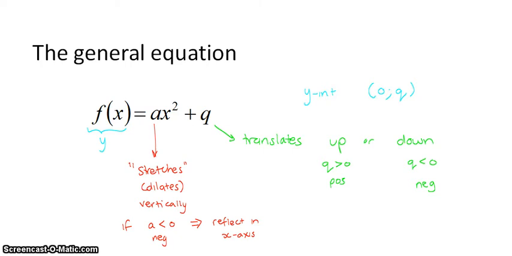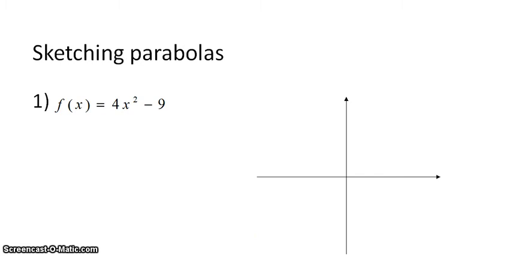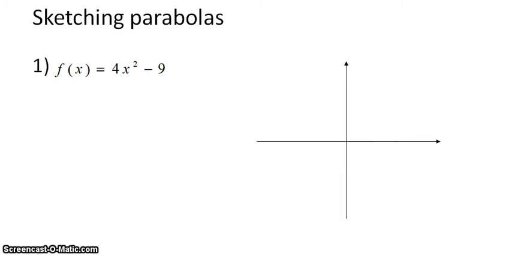So let's try and draw one. If they ask us to draw y equals, or f of x equals 4x squared minus 9, we need to get some information about it. Now I recommend that you first think about it before you draw it. We know that the a value is positive, so it's not reflected. It's going to be a normal smiley parabola, but it's got a q value of minus 9, which means a translation up or down? Down 9 units. And so that's kind of what we're expecting. We're expecting a y-intercept at minus 9.